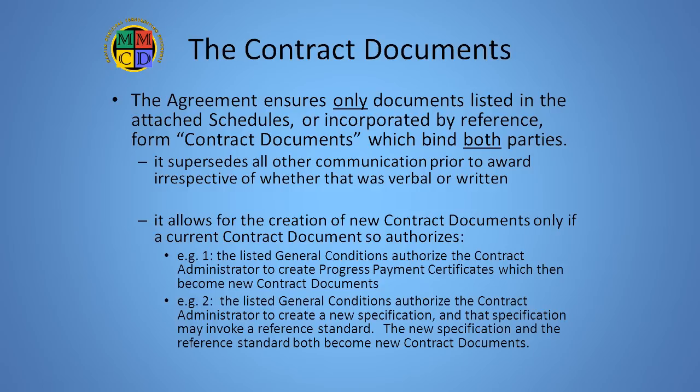All these subsequent documents are legal contract documents because they have been created by someone who is authorized to do so by the agreement or general conditions. Of course, any documents referenced by one of these new legitimate contract documents become contract documents themselves. See example 2 on the slide.